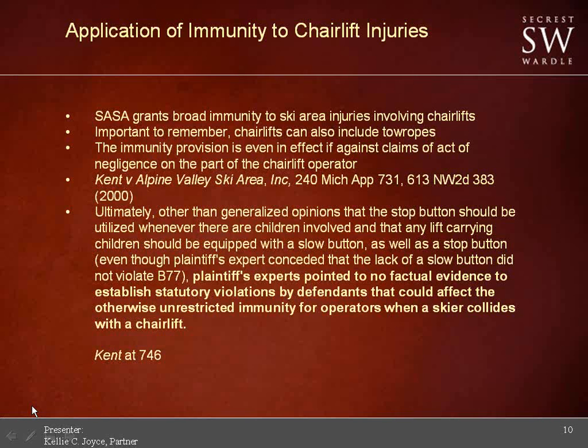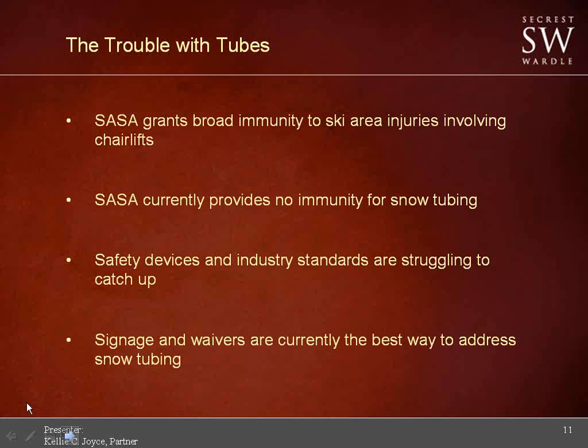And to get around that, usually a plaintiff attorney or a plaintiff would plead a claim of active negligence, because open and obvious is not a defense to a claim of active negligence. And in this situation, in Kent versus Alpine Valley Ski Area, the plaintiff tried that same argument. They tried to plead around the statutory immunity of SASA by arguing active negligence, and the court said, nope, SASA still applies.